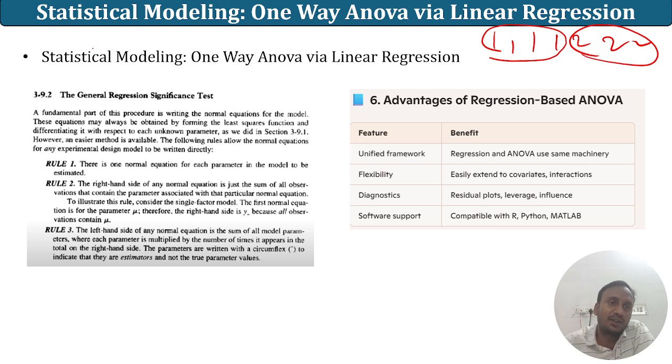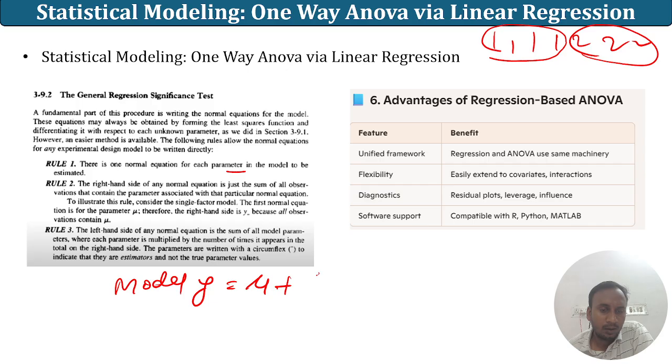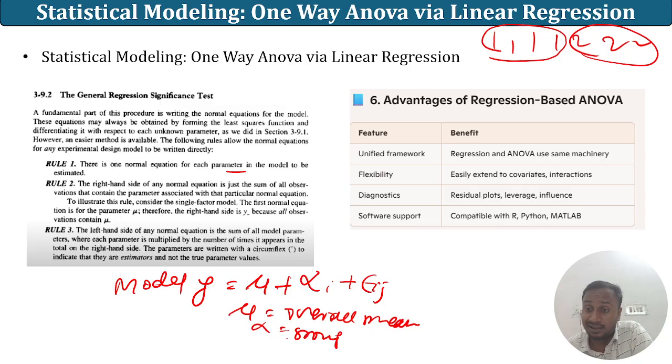There are some rules. There is one normal equation for each parameter estimated in the model. The model will be y = mu + alpha_i + epsilon_ij, where mu is the overall mean, alpha is the group effect that creates imaginary groups, and epsilon_ij is the error that should follow the normal distribution.